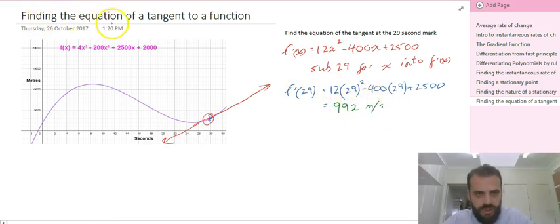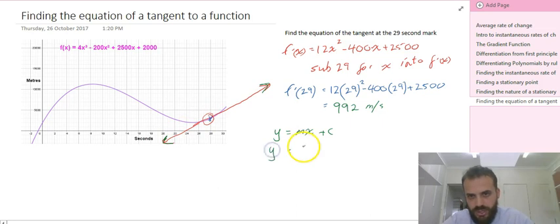So it says find the equation of the tangent. Find the equation of the tangent at the 29-second mark. So we know that this is a straight line, and we know that straight lines always have the equation y equals mx plus c. We know that m is the gradient, so we know that this particular red line is y equals 992x plus c. Now, we need to know the c value, otherwise we don't know the equation of the line.